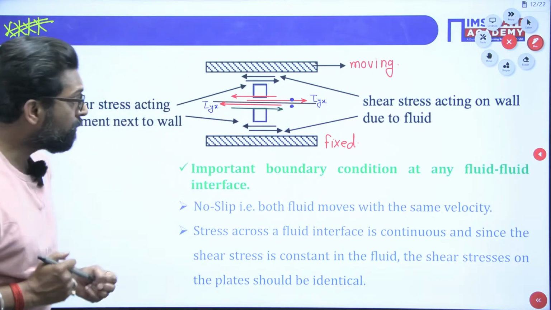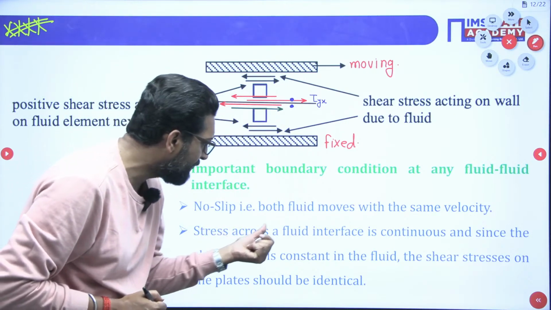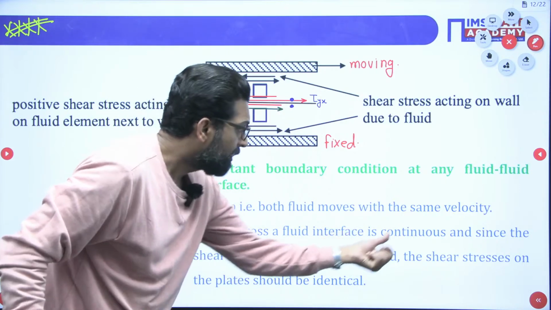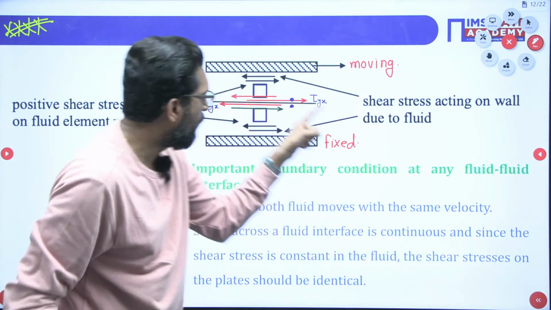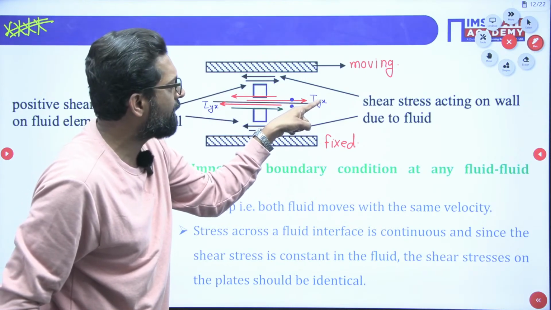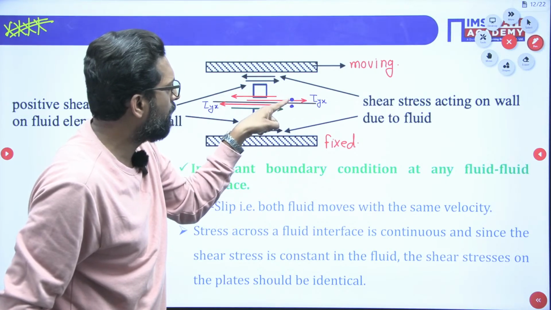Now, the second one is the stresses acting at a fluid interface. This is very important. Let's suppose the interface is continuous. Yes. Why? Because it is not discontinuous. It is continuous. Why? Because what is the shear stress at the top layer, and what is the shear stress of the bottom layer?